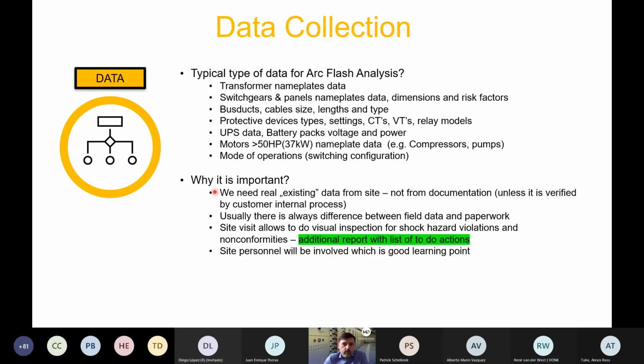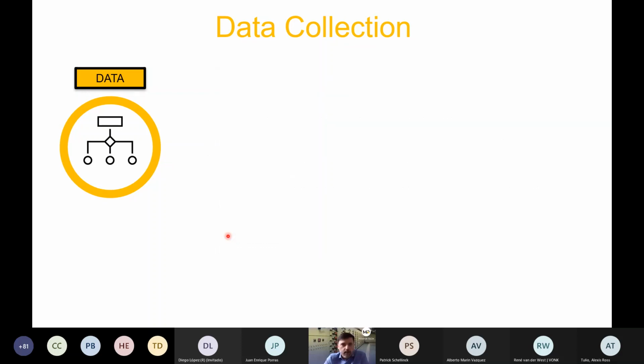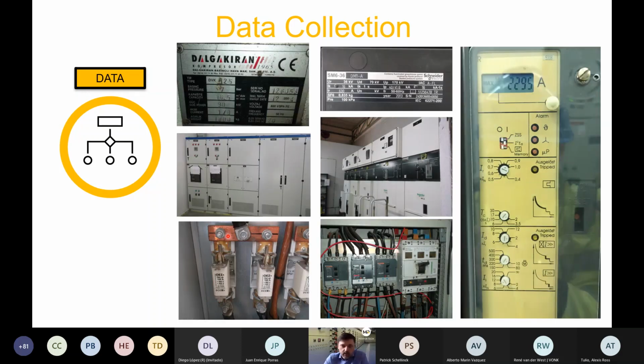It has brand new documentation and is already not correct. So it happens. A site visit also allows you to do visual inspection for any shock hazard violations and non-conformities. So you can write the report, and it's good to do it with to-do actions. And also the site person who is involved, which is, I think, a good learning point for them. So, an example of data collection photos you might get.